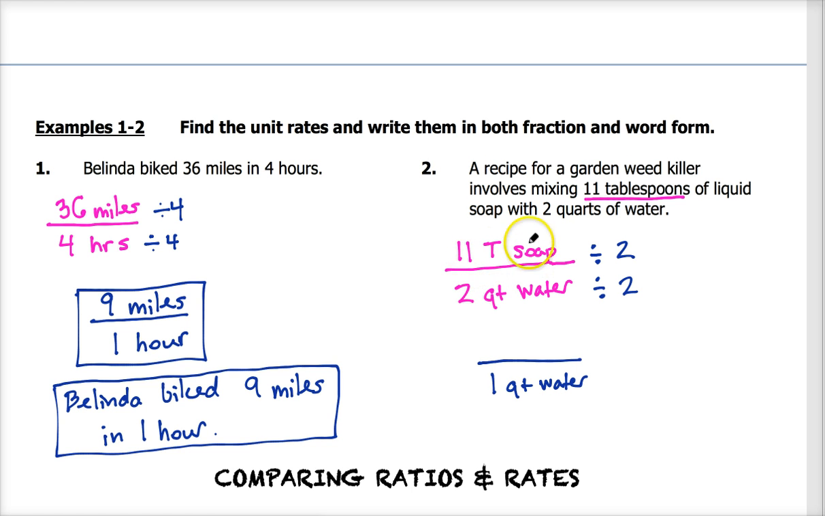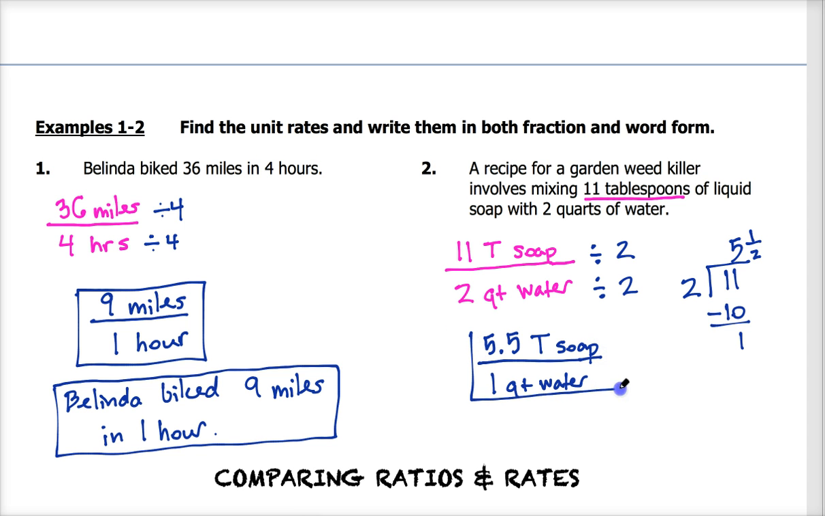In the numerator, 11 divided by 2 is going to give me an improper fraction, or I could make that a decimal. And when we're dealing with rates, more often than not, a decimal is preferred. So let's do 11 divided by 2 as a decimal. We know 2 will go into 11 5 whole times. 5 times 2 is 10, so we get 5 1/2, which is equivalent to 5.5. Okay, so it would be 5.5 tablespoons of soap per every 1 quart of water.